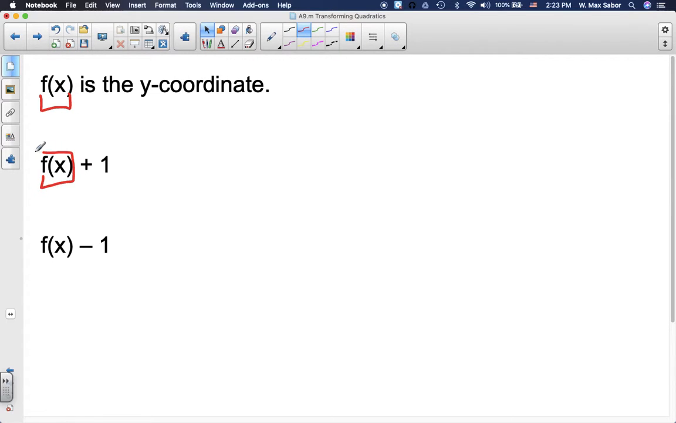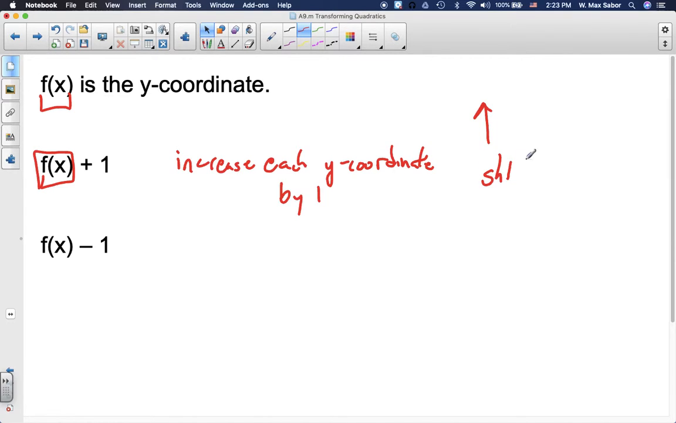So, if we take the y coordinate and add 1 to it, this is increase each y coordinate by 1. So the y coordinates going up by 1 means that it's being shifted up. This will be a shift up. Same thing, if we're doing that, then this will be a shift down.